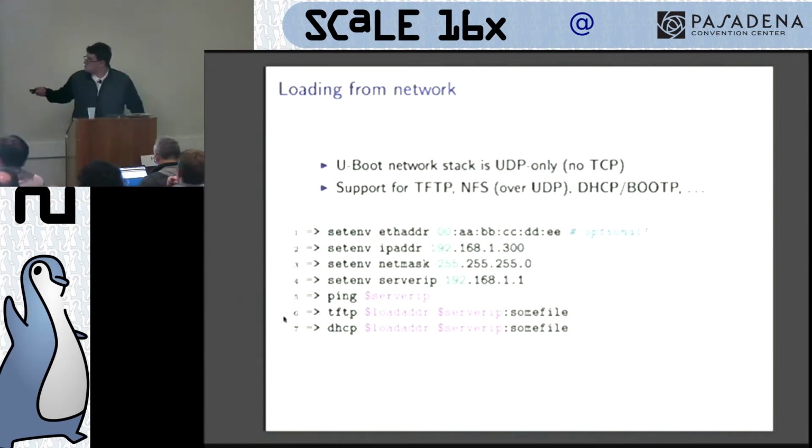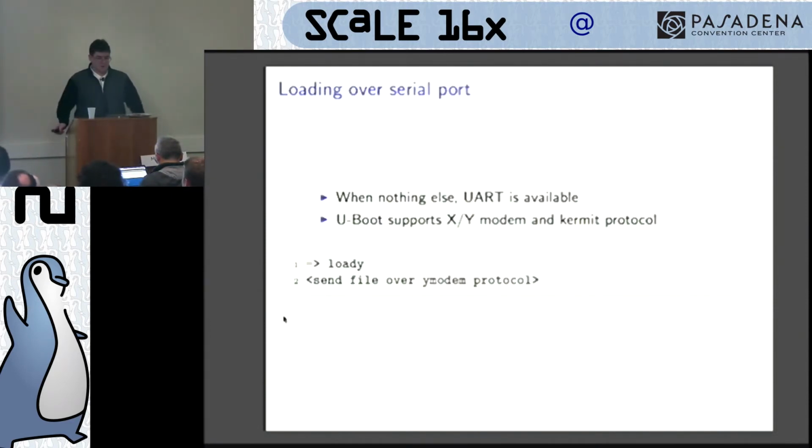And then you can start just using ping to test whether the network connectivity works. You can TFTP download files from your TFTP server, or you can just use DHCP to obtain the IP address information and then download the files. So that's how loading from network works.